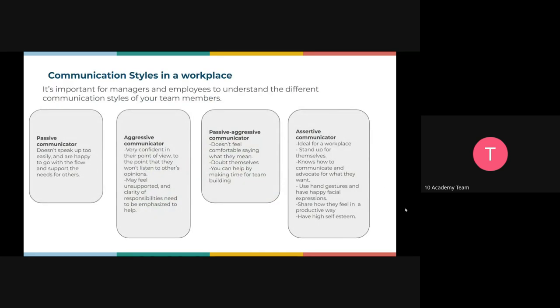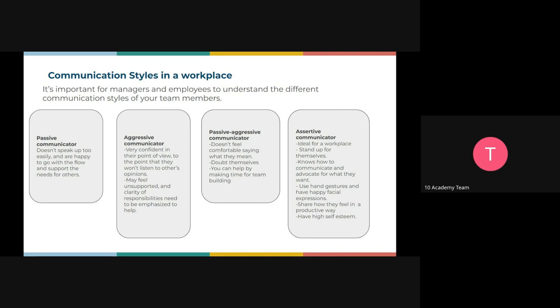So, the different communication styles in our workplace. It's very important to understand that different people have different communication styles, and it's all about the personality and just how the person is in general. For you to ensure there's effective communication or feedback, it's good to understand the type of communication style that your team members have. There are four different communication styles, and the first one is a passive communicator.